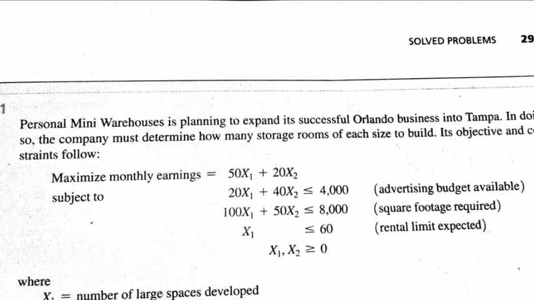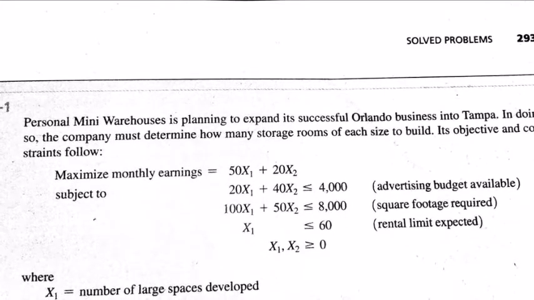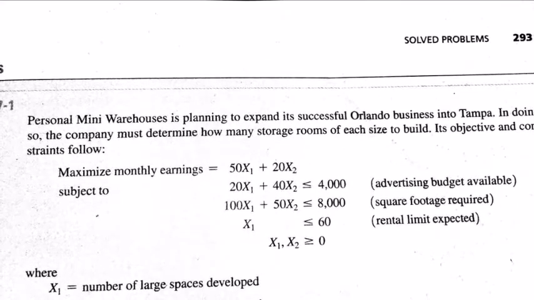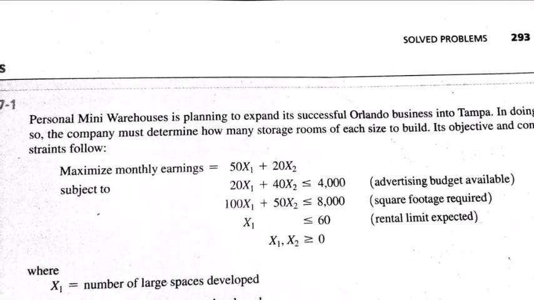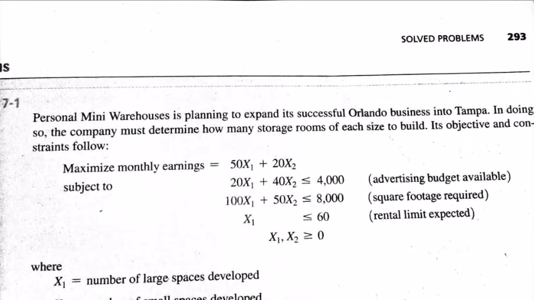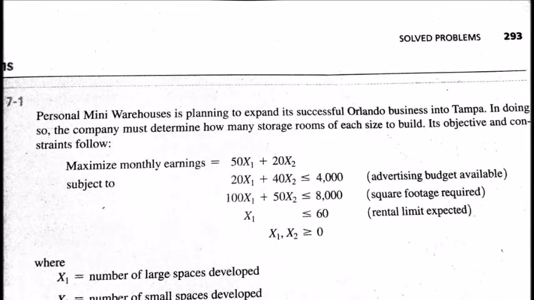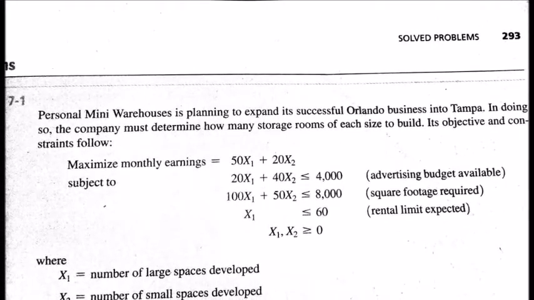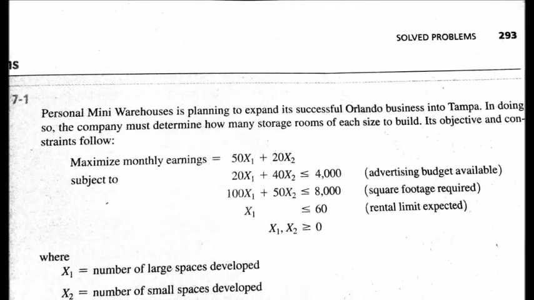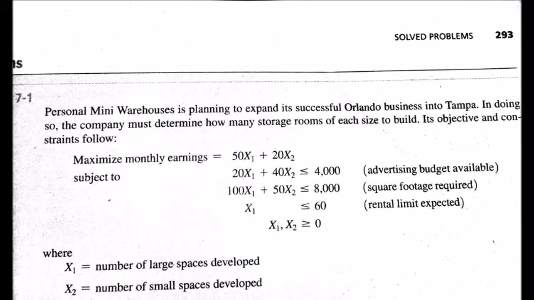Maximize monthly earnings equal to 50x1 plus 20x2, subject to the first constraint 20x1 plus 40x2 less than or equal to 4,000, and this is for the advertising budget available. Second constraint 100x1 plus 50x2 less than or equal to 8,000 for square footage required, and the third constraint x1 is less than or equal to 60 for rental limit expected, and x1 and x2 should be greater than or equal to 0, where x1 is the number of large spaces developed and x2 the number of small spaces developed.